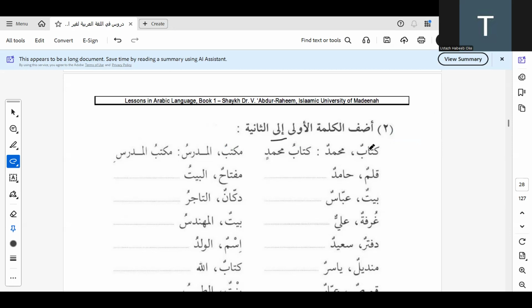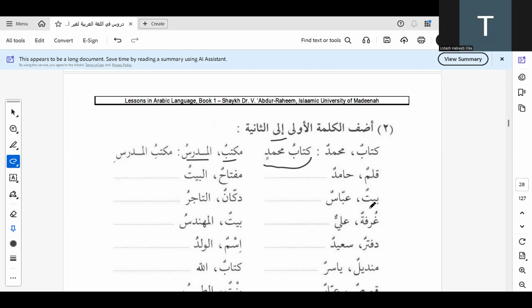Okay, so the question is say aldif. Aldif means to add, to join one thing to the other. Aldif al-kalimat al-ula, you add the first word to the second word. So kitab is the first word, Muhammad is the second word. When you add the two together, you have kitabu Muhammadin. You have maktabun and you have al-mudarris. When you add the two together, you have maktabul mudarrisi as a result. So the same thing happens here. Qala Muhammadin miftahul bayti. Okay?